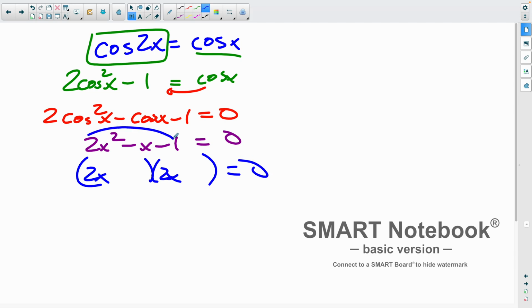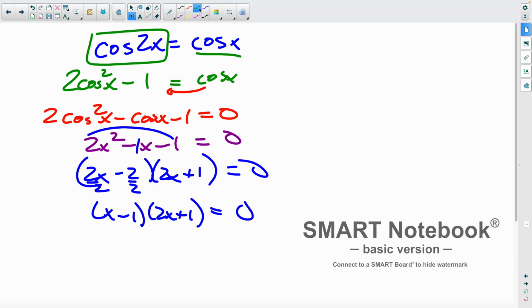What two numbers multiply for a negative 2 and add for a negative 1? Negative 2 and a positive 1. Don't run off without your change. So I got x minus 1 and I got 2x plus 1. But really what I have is cosine of x minus 1 and 2 cosine of x plus 1. Going too fast, everybody okay with that? Kind of ring a bell as we're going. This is last unit stuff.